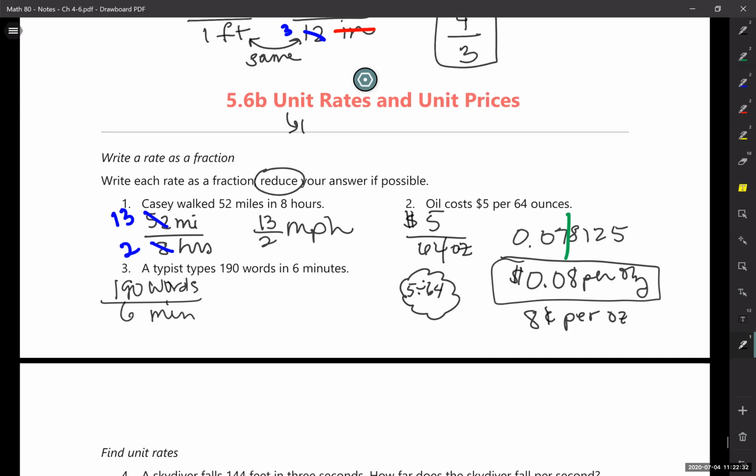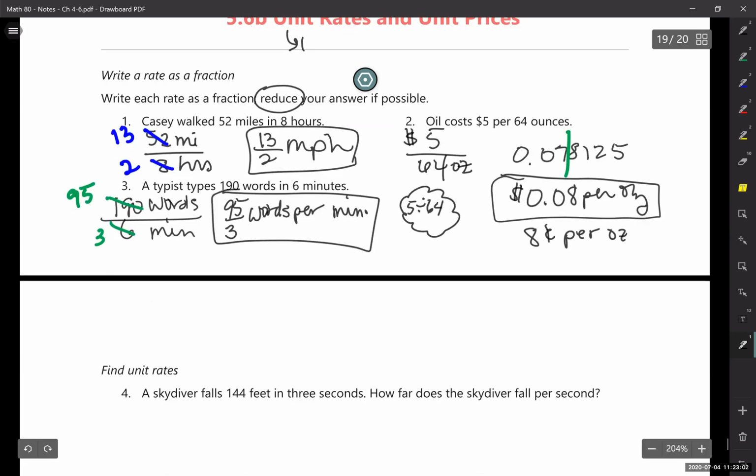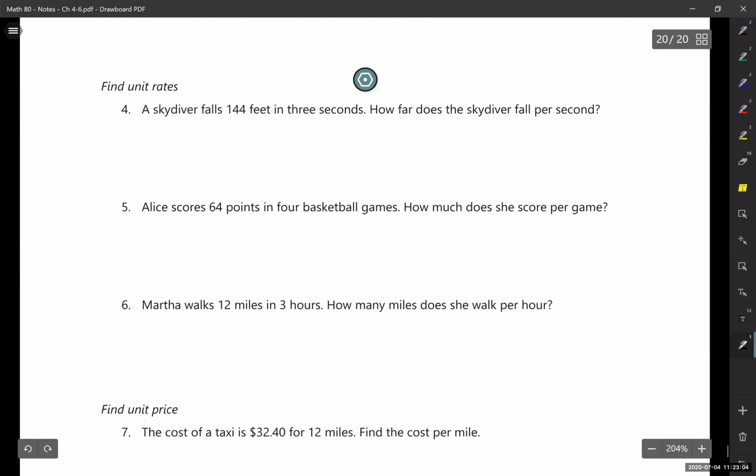So here, these two numbers are both even. 2 goes into 6 3 times. 2 goes into 190, 95 times. And so we say 95 thirds words per minute. So we're just practicing reducing those fractions and not reducing the units. Okay, so now that is exactly what we're doing here.